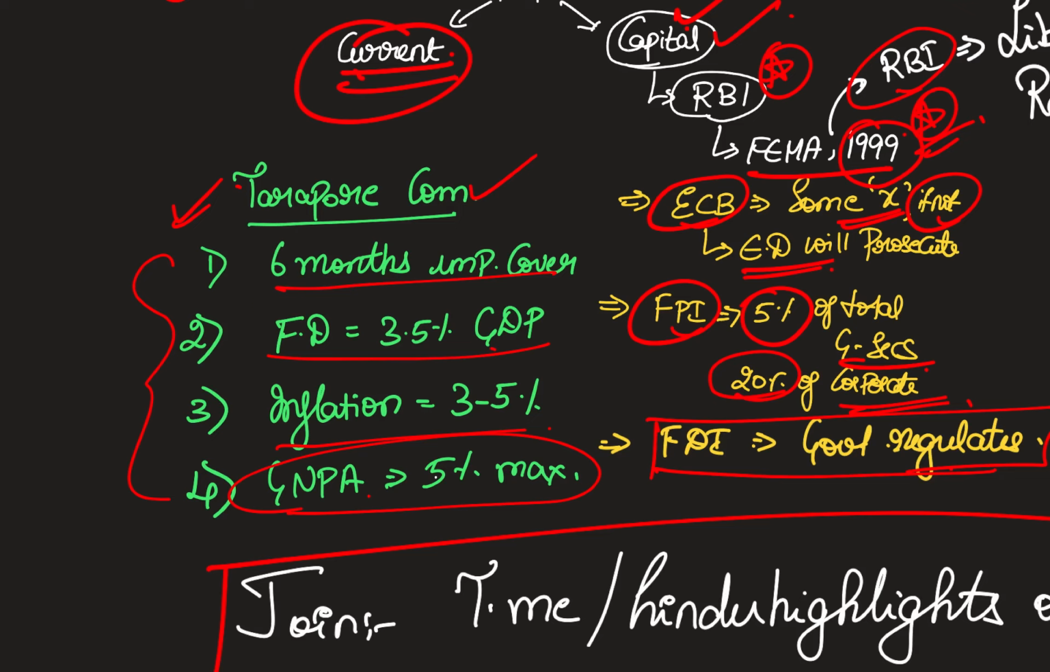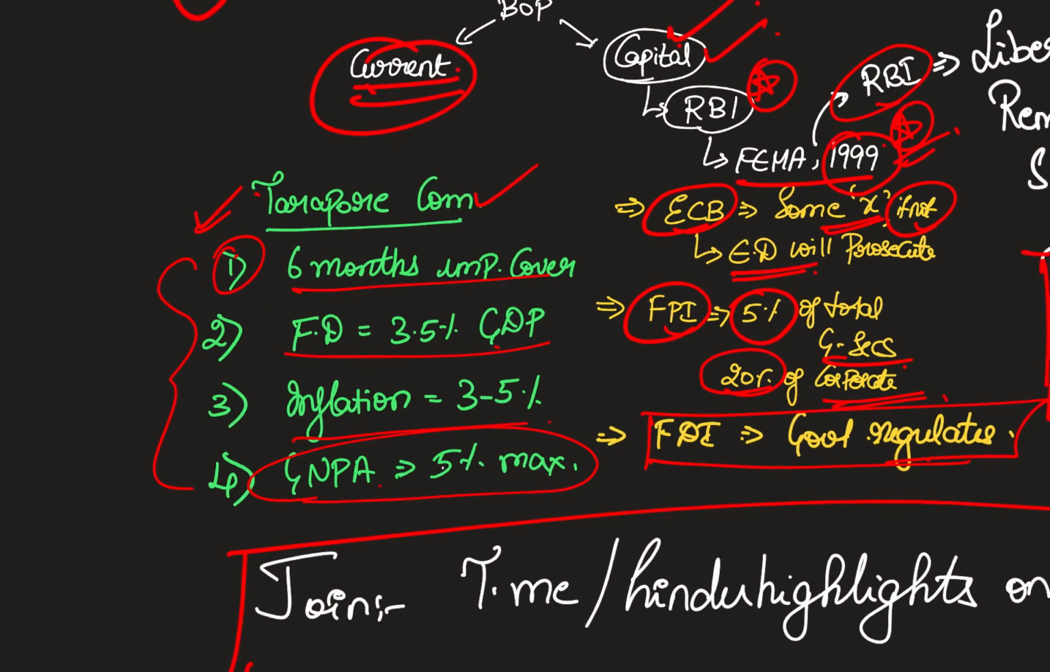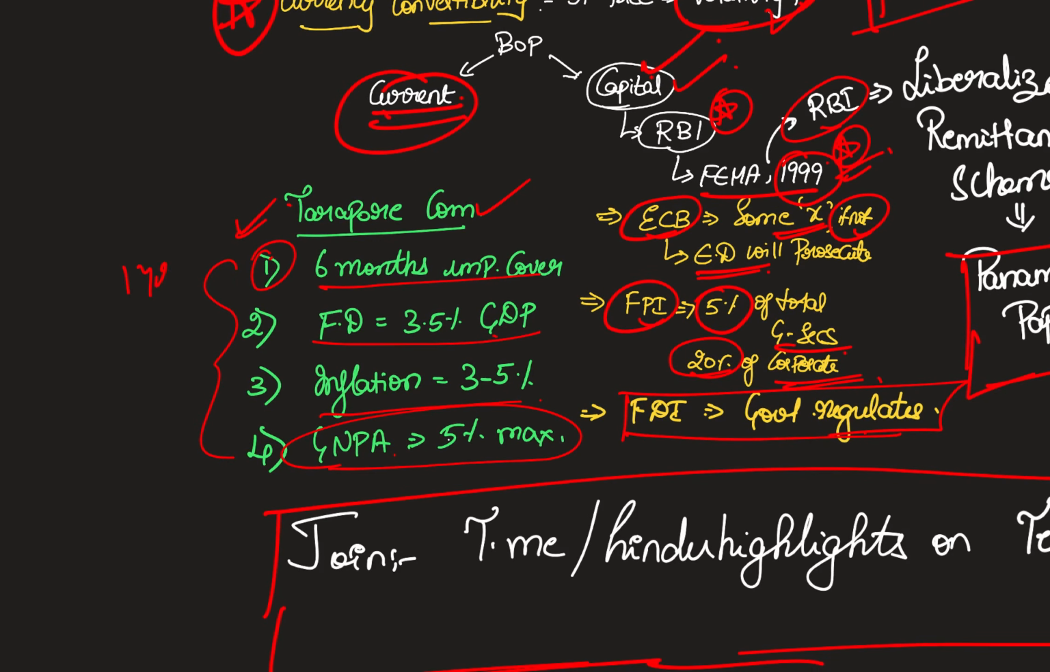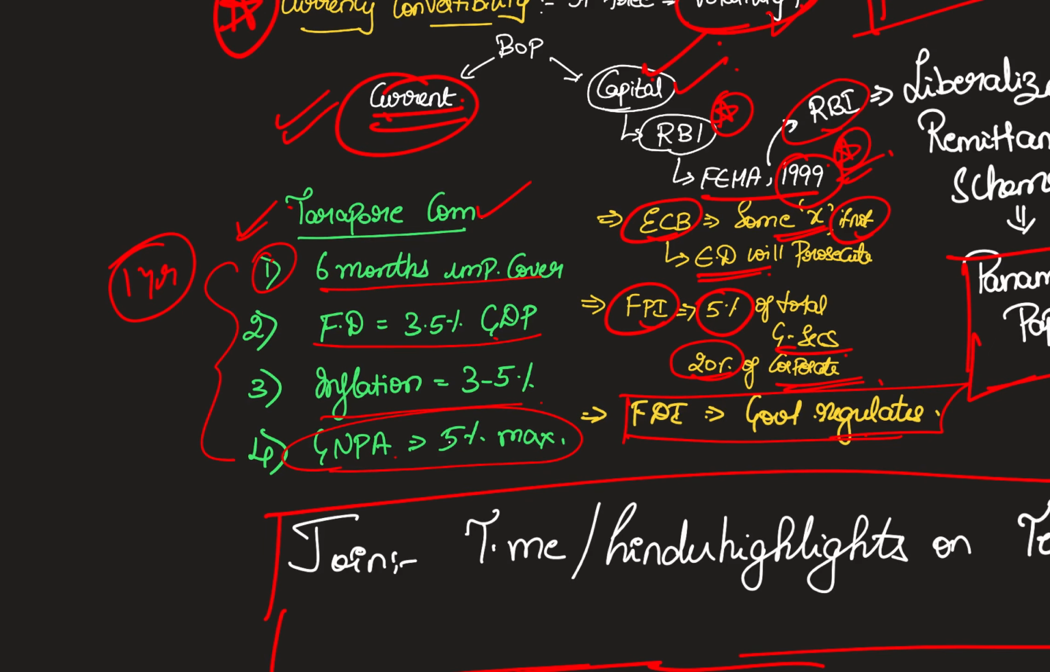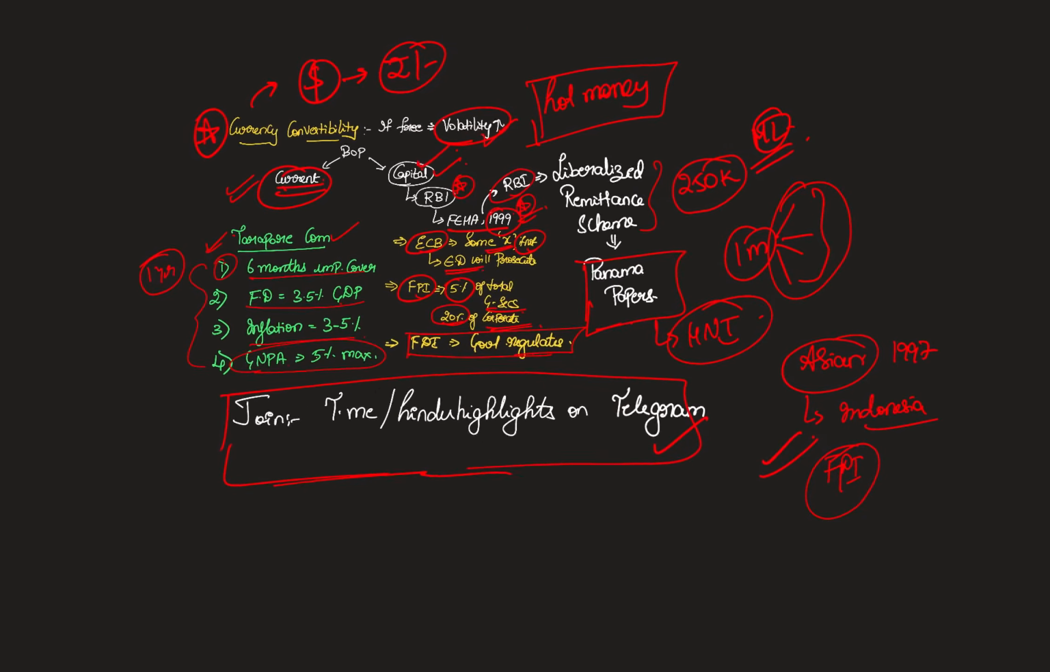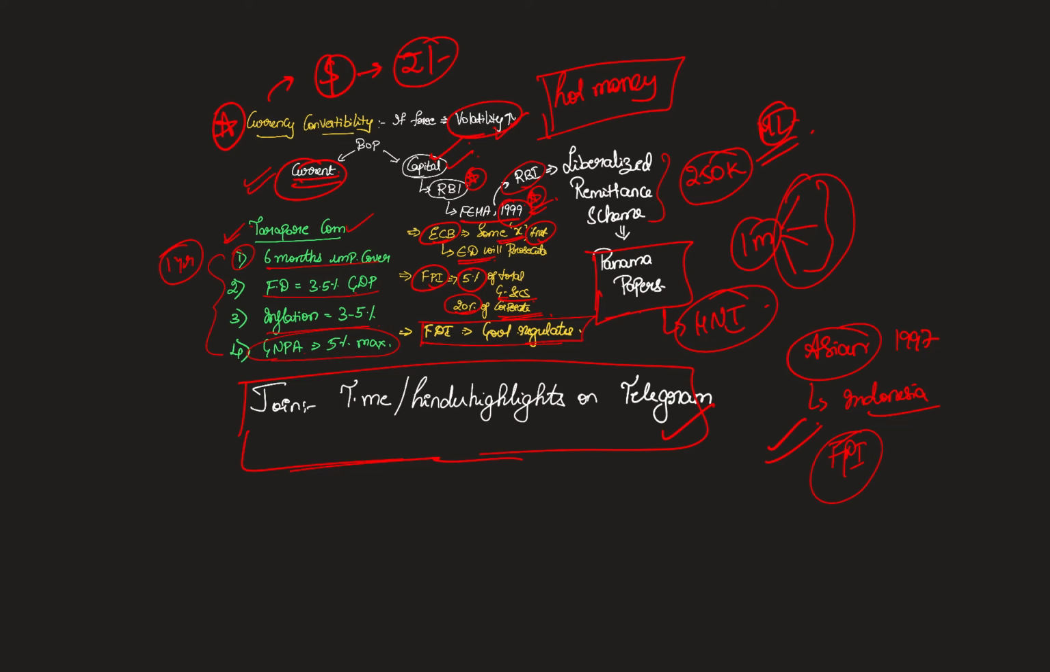Obviously, none of these conditions are true, except probably for import cover, which might last for around 1 year or more than 1 year. But all the other conditions are not true in the present scenario. Obviously, we cannot think of full capital account convertibility. But on current account transactions, more or less we can say that there is open or free currency convertibility. So these are the important issues from this external sector chapter, both the basics and current affairs and all the important things.